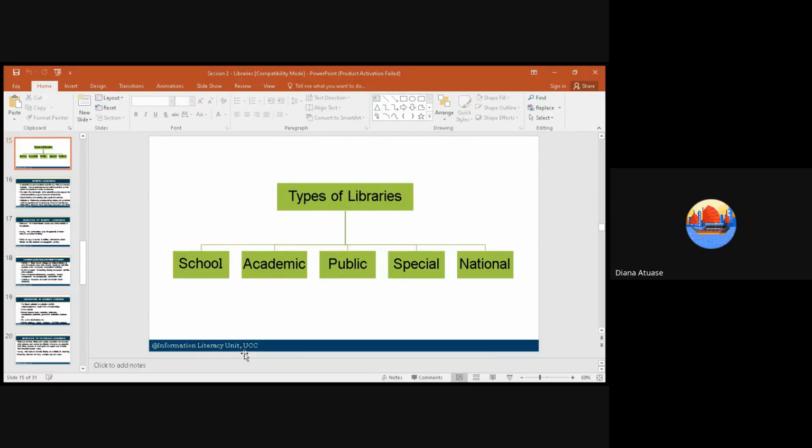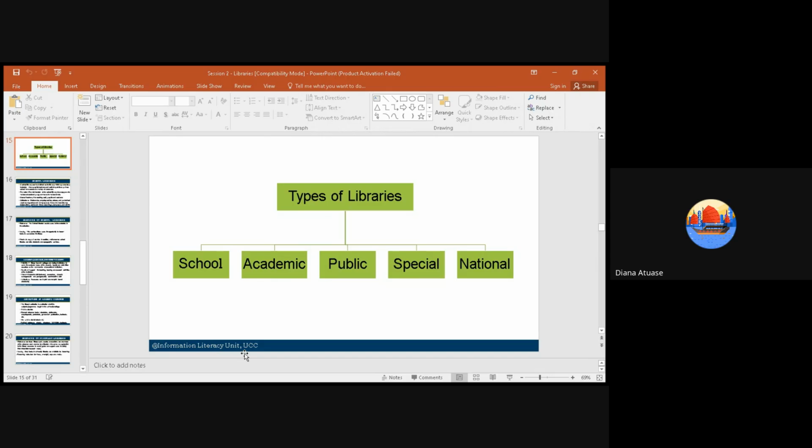Then we look at the forms of libraries that we have, the types of libraries that we have. Last week we looked at the types of libraries, but we ended at academic libraries. So just a recap of what we have done so far, so that we continue this week.